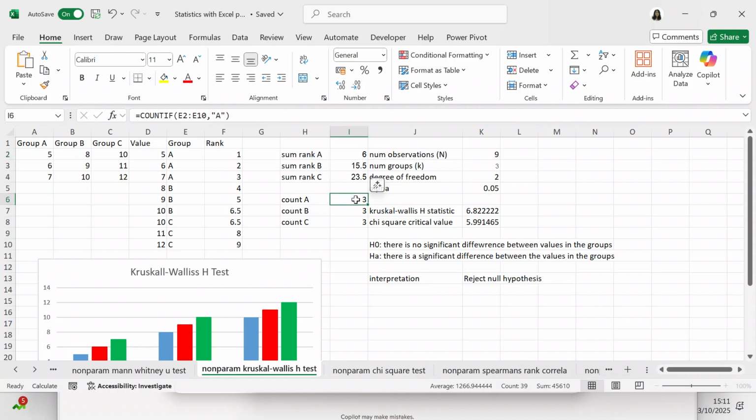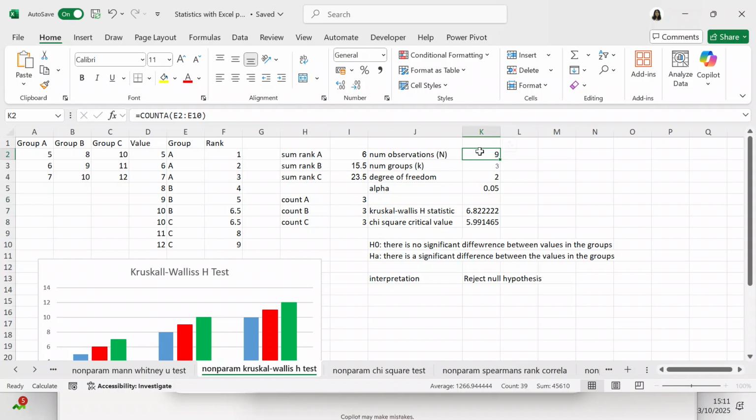Now we're going to count A. It's COUNTIF E2 to E10 is A, so that's going to be 3. COUNTIF E2 to E10 is B, so that's going to be 3. COUNTIF E2 to E10 is C, so that's going to be 3. And then we have the number of observations, which is 9.